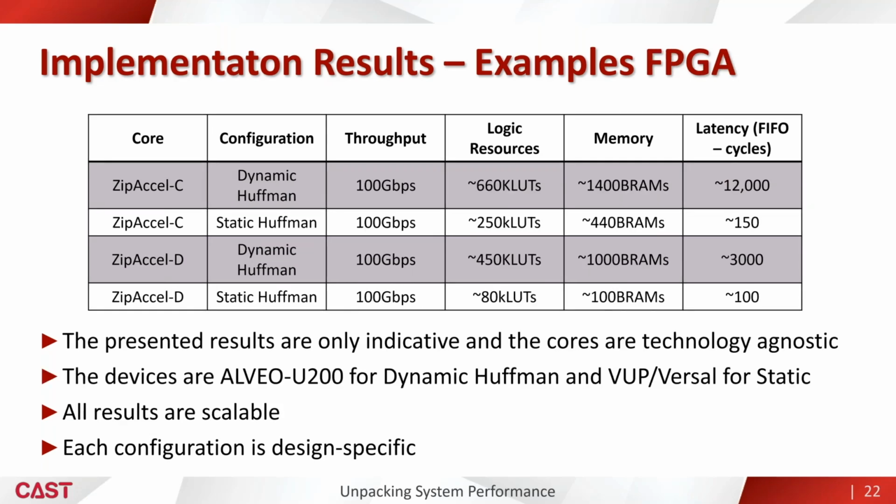The same applies for FPGA implementations, but this again is a study for 100 gigabit per second to show you the difference between resources for dynamic Huffman and static Huffman for both compression and decompression. This again is only indicative, to show you the latency in clock cycles, the orders of magnitude, and the order of magnitude of the sizes.